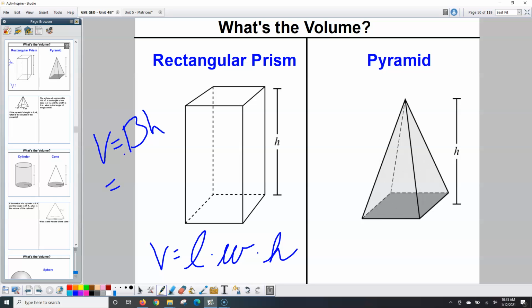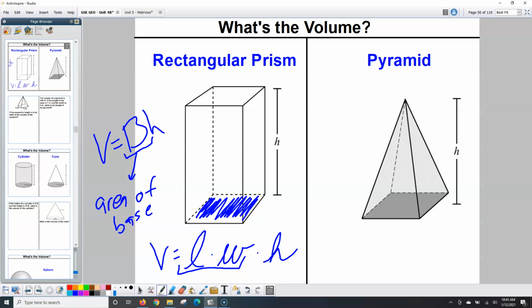And when they say that, this big B just stands for the area of the base. And so the area of the base on a rectangular prism is that area, there's your base. So the area of the base is length times width, times the height. Pyramid is the exact same formula except it is 1/3. So sometimes you see it as 1/3 big B times little h. So this is volume equals 1/3 length times width times height.